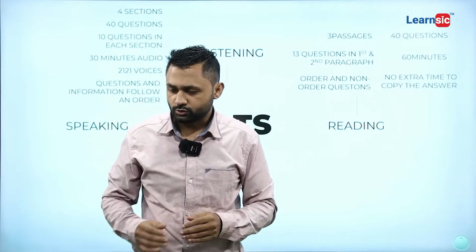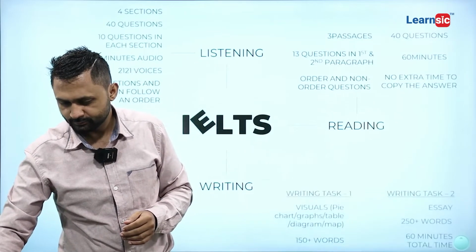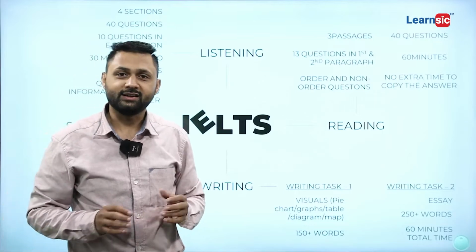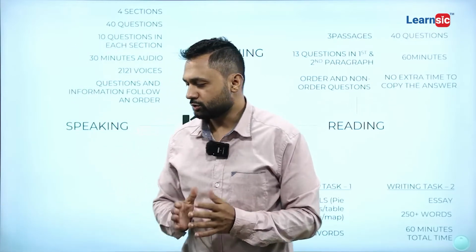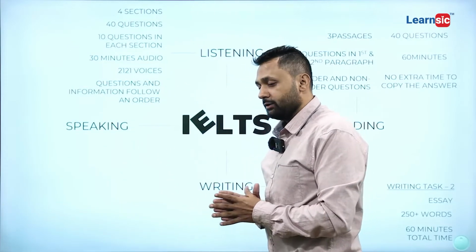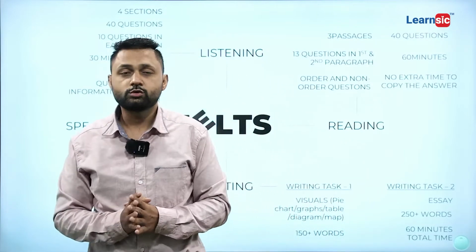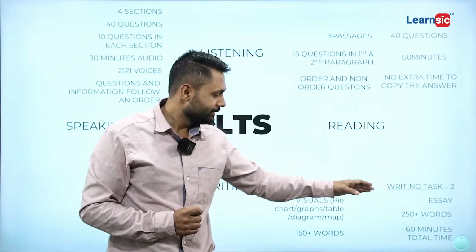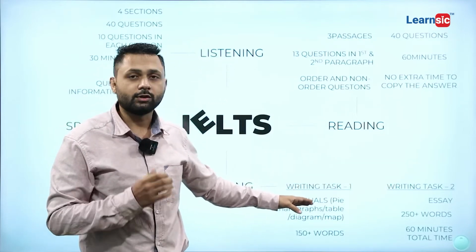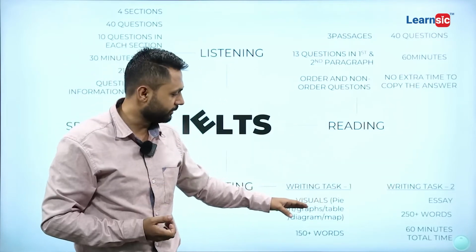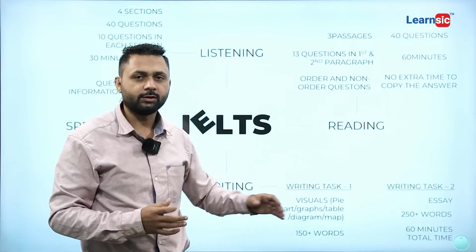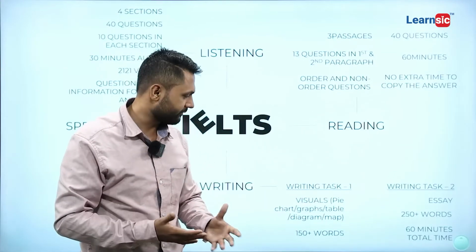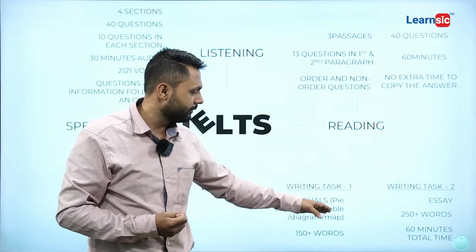Now we will go to the writing section. Okay, we'll go to the writing section. In the writing section, we have 2 writing tasks, writing task 1 and writing task 2. In writing task 1, you are given certain visuals. Visuals means pie chart, graphs, that means bar graph, line graph, table, diagram, map.